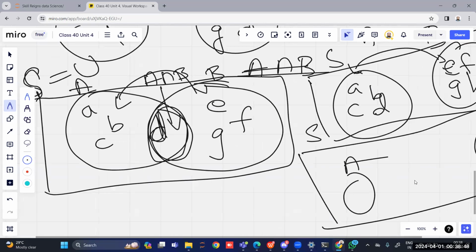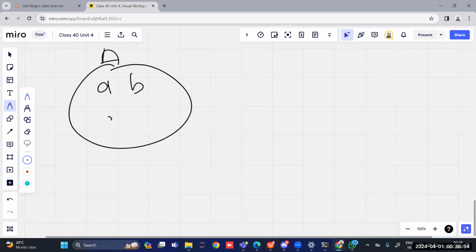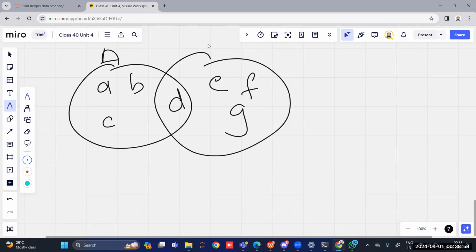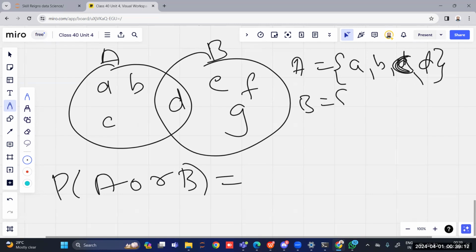Got it? So now the question comes, suppose this is a, b, c and this is d, and e, f, g, suppose this is our A and B. Now if I want to find the probability of A or B, what will I do? Yesterday we had seen one example. I'll write here A equals a, b, c, d and B equals d, e, f, g.